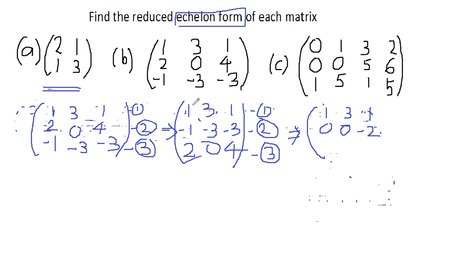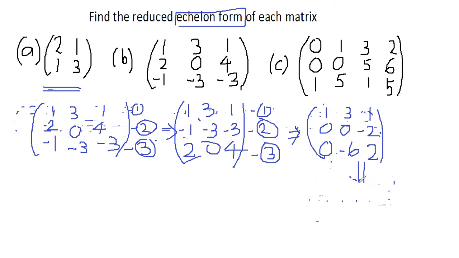To eliminate the x variable in the third row, we have to add minus 2 times row 1 to row 3. Hence, minus 2 times 1 gives me minus 2. Minus 2 plus 2 gives me 0. For this also, minus 2 times 3 is minus 6. Minus 6 plus 0 gives me minus 6. And for this also, minus 2 times 1 gives me minus 2. Minus 2 plus 4 gives me 2.